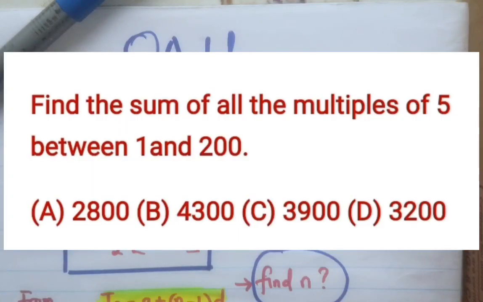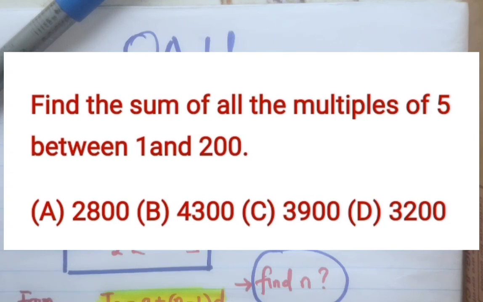So let's take the first one. The first question is, find the sum of all the multiples of 5 between 1 and 200. Okay, so it's a very straightforward question. The first thing to do is to know the topic where this question is coming from. This question is under progression, AP precisely.